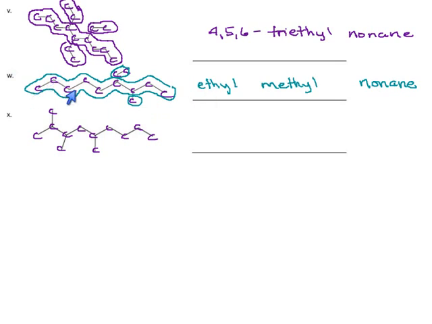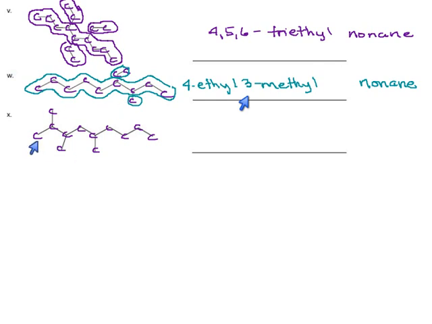If we count from the left, 1, 2, 3, 4, 5, 6 ethyl. If we count from the right, 1, 2, 3, 4 ethyl. So it is decided we will count from the right, which means this is carbon number 1, this is number 2, this is number 3, so it's 3 methyl. And there we go. Nonane with an ethyl on the 4th carbon and a methyl on the 3rd carbon.